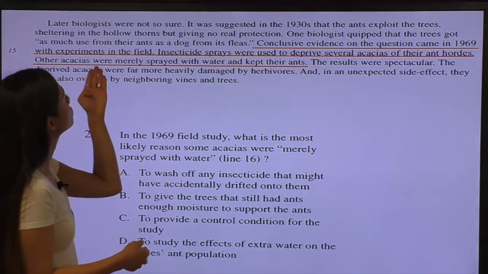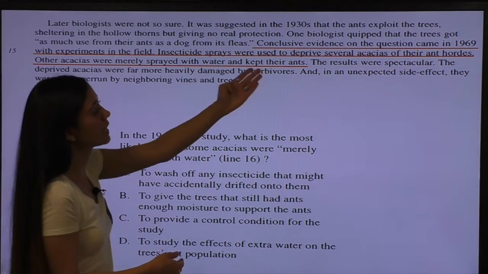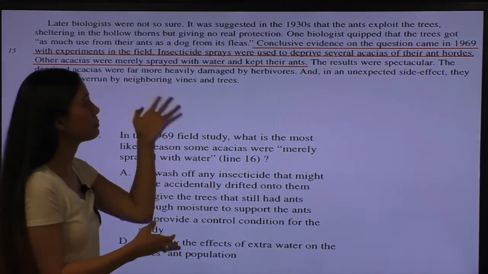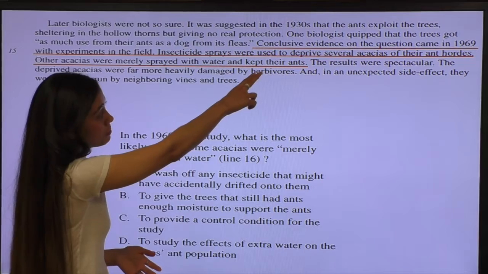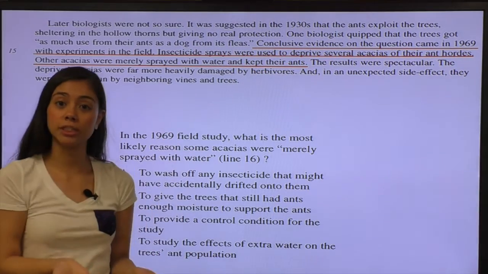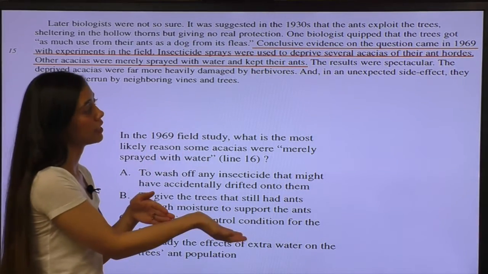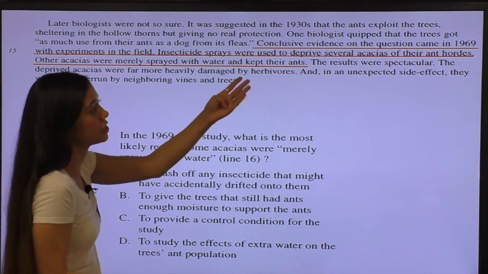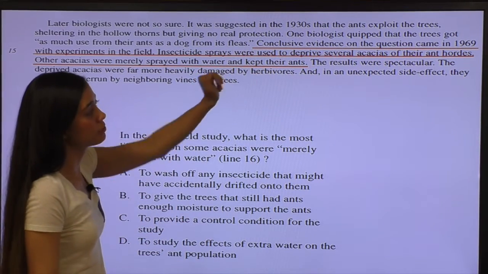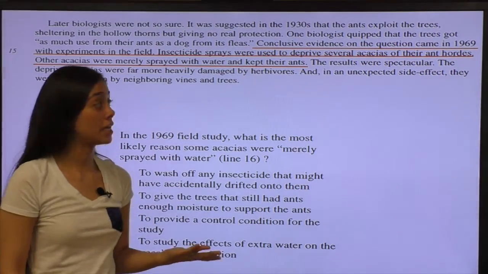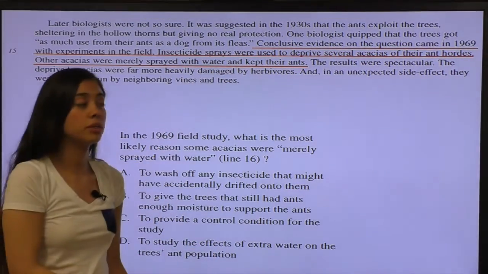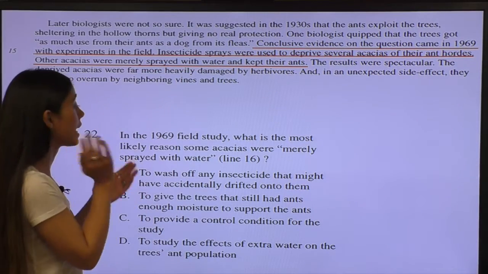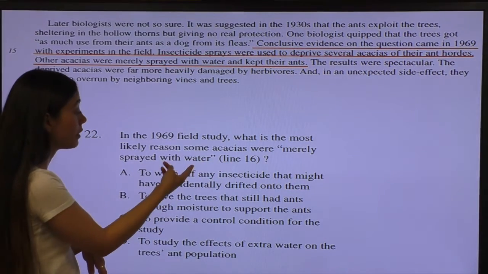And other acacias were merely sprayed with water and kept their ants. So here they were sprayed with water as a control, meaning these ones were able to keep their ants; they were not changing. So control is something that doesn't change. Variable causes a change. In this case, the change that was caused was getting rid of their ants. And the control was water because that allowed them to keep their ants. So here they're asking, what is the reason that they were merely sprayed with water?